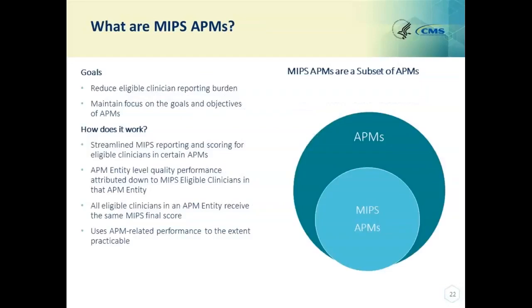All right, so what are MIPS APMs? As you can see by the overlapping imbricated circles here, MIPS APMs are basically a subset of alternative payment models. And these MIPS APMs hold their participants accountable for the cost and quality of care provided to Medicare beneficiaries. They must meet specific requirements that we'll see in the next slide. So actually we could advance right to that next slide.